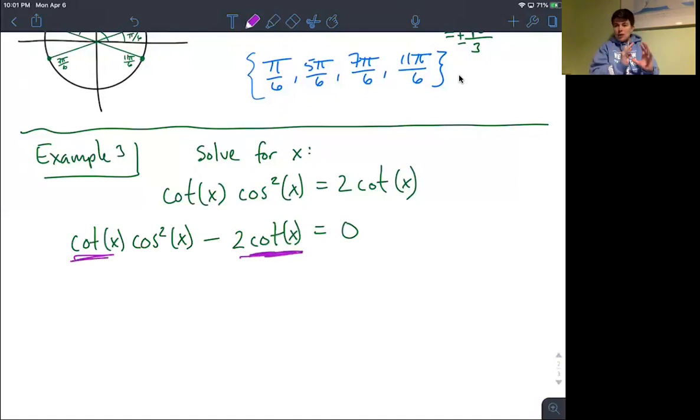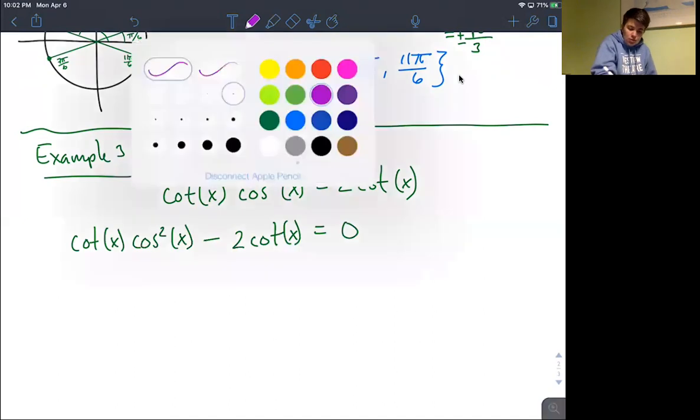Each term has cotangent of x in it. Anytime you see that, y'all, especially after the last unit on trig identities, you should start to see, oh my gosh, anytime two items in the same expression have the same term, factor that out. Get it out of there. Just factor. Go. Factor. Boom. Done. So let's do that real quick.